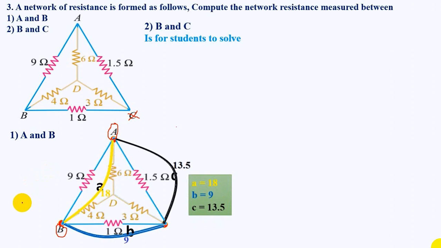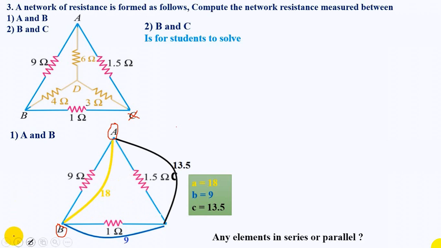Once you've converted star to delta, what do you have to remove and what do you have to retain? If converted star to delta, remove star, retain delta. This is your reduced circuit. Then what do we do? Check if any elements are in series and parallel. I repeat, check if any elements are in series and parallel.